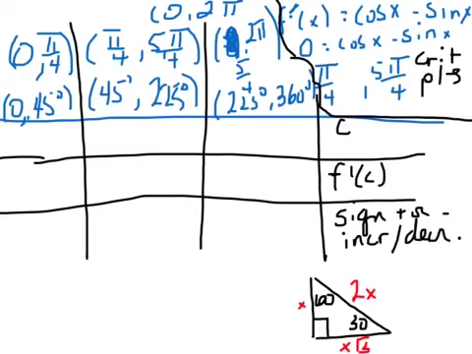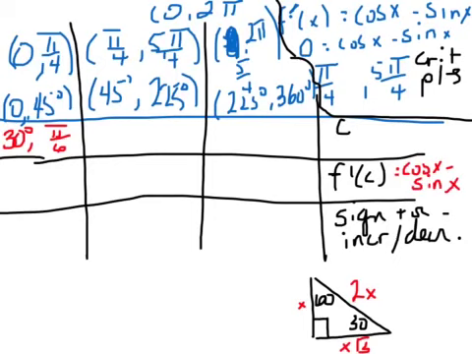So in this first interval, I'm going to pick 30 degrees, which if I wrote it in radian form, 30 degrees would be the same thing as pi over 6, because that's 180 divided by 6. So whichever form you want to use is fine. Now, what I need to do is find, remember the derivative is cosine x minus sine x.